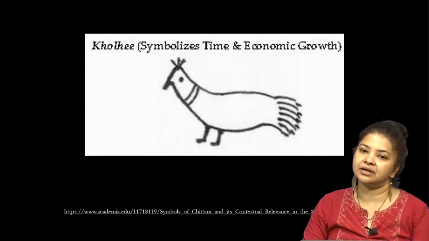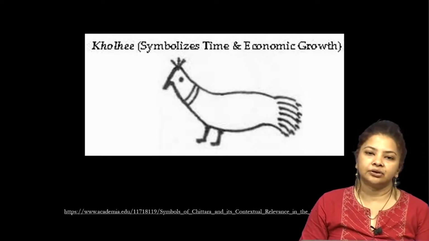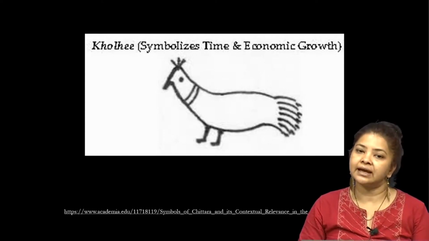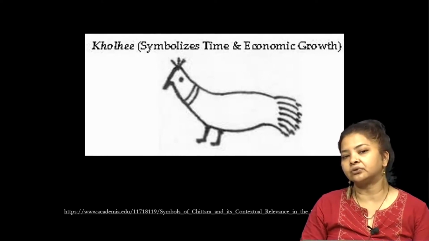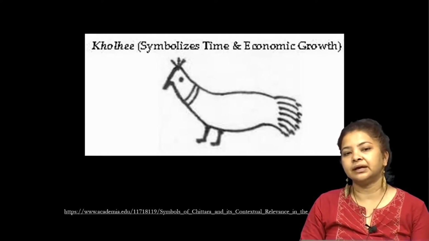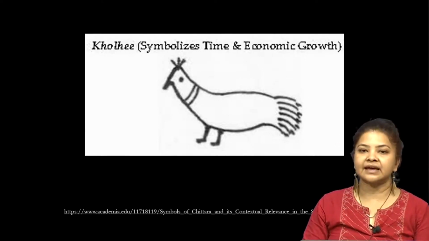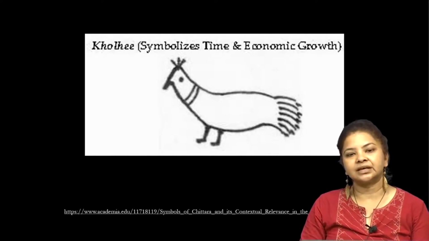If you respect time, if you do your work on time, you will progress in life. On one hand it says that, and on the other hand it directly says that by selling the hen or the rooster, the community people derive money or economic benefit, or by selling its egg or by exchanging it for other things. So, it also symbolizes economic growth.